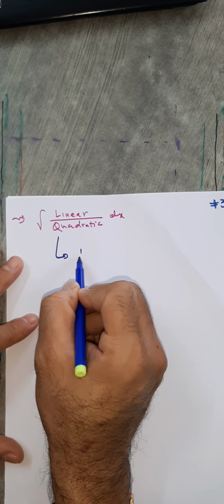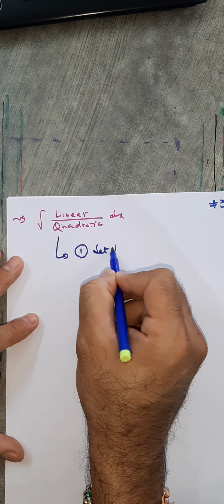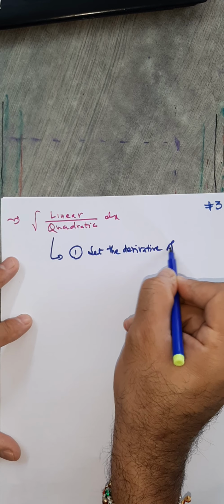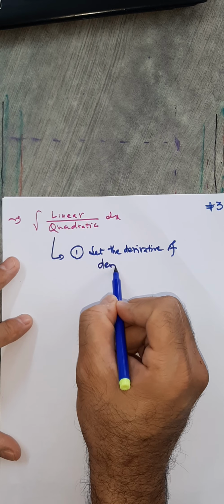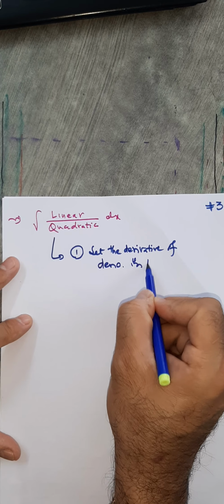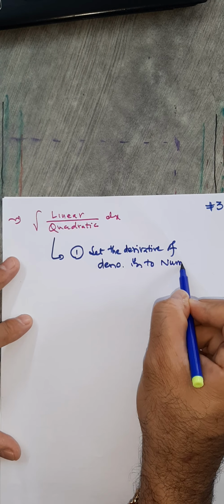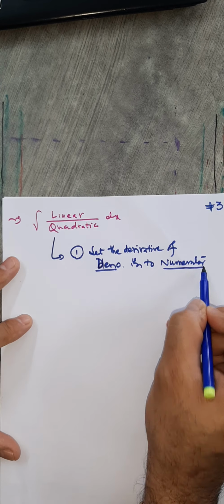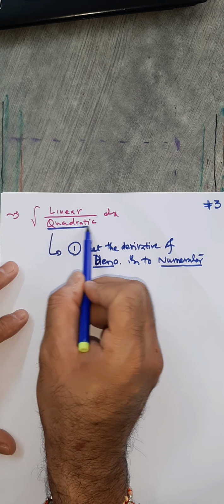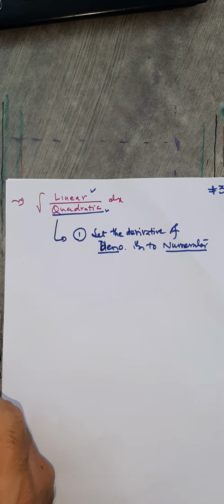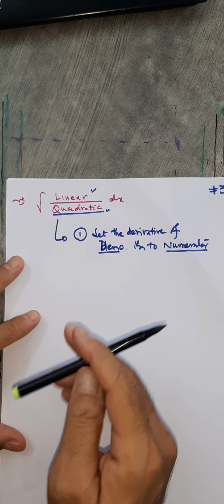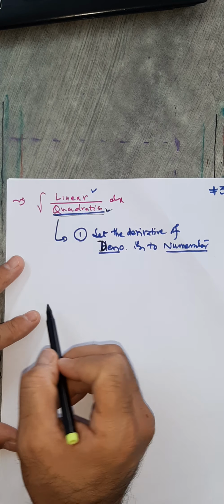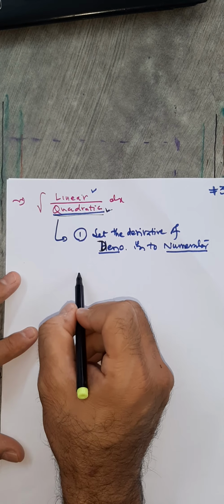The first step is here: set the derivative of the denominator expression, denominator into numerator. So you set the derivative of the quadratic over here. That's step number 1. I'll take an example so you'll realize. What is the first step? Set the derivative of the quadratic over there, denominator over numerator, number 1.